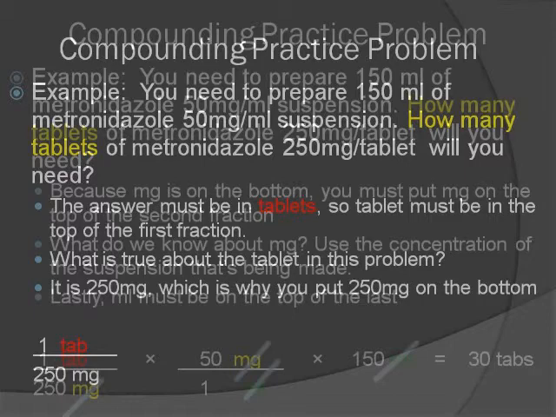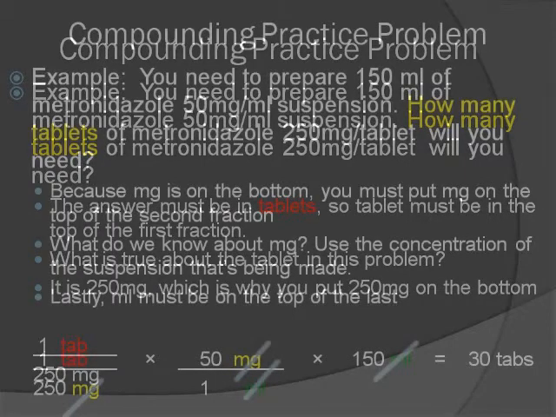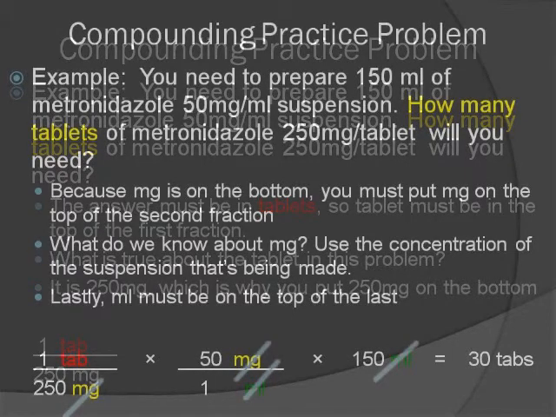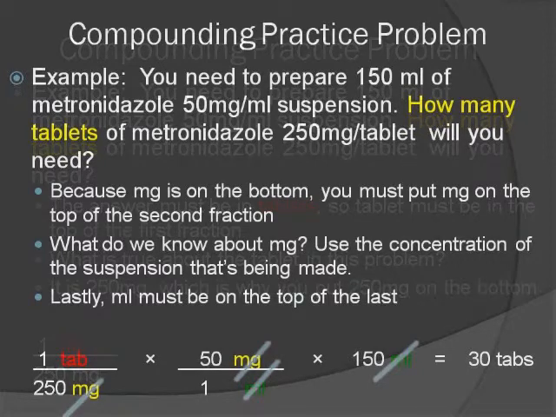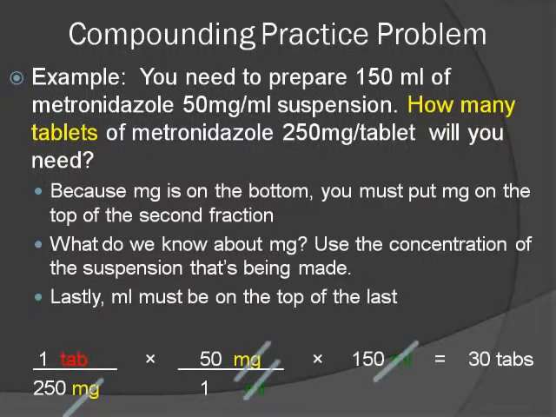So let's move on to the next slide. Because milligrams is on the bottom of the first fraction, we have to put milligrams on the top of the second fraction. Remember, this is going to help with cancellation. We want to ultimately be left in the unit of tablet. And what do we know about milligrams? Well, the concentration of the suspension that we're making is 50 milligrams for every 1 mL. So there we have it, the second fraction in the equation, 50 mg over 1 mL.